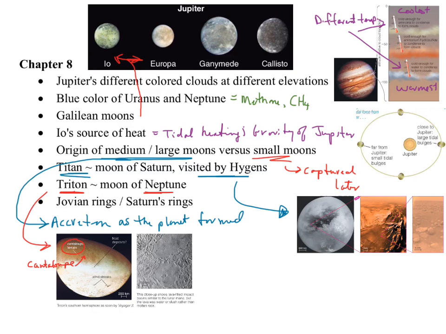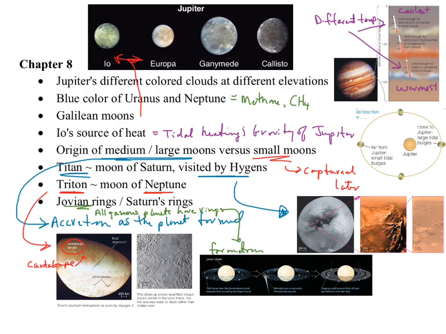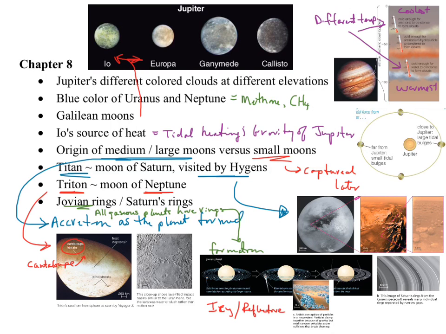Jovian rings. Actually, all the Jovian planets have rings. Saturn's rings are the coolest, most likely. And so I have a few pictures here about rings. How did the rings form?